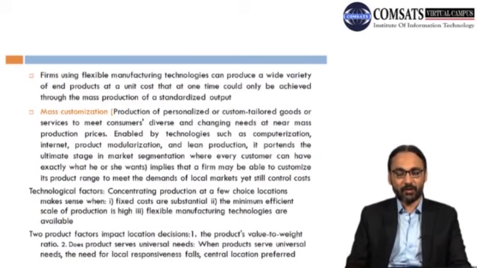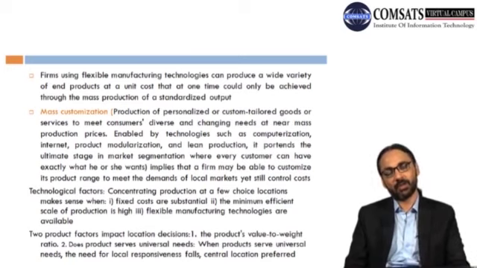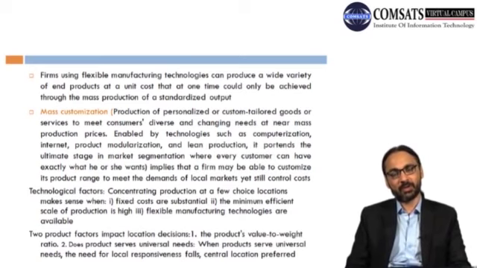Concentrated production at a few choice locations makes sense when fixed costs are substantial. If a company needs a huge capital to install a production unit, that means the fixed cost is really high. In that case, it's preferable for the firm to have concentrated production. Next one is when the minimum efficient scale of production is high, then the firm should choose concentrated production.